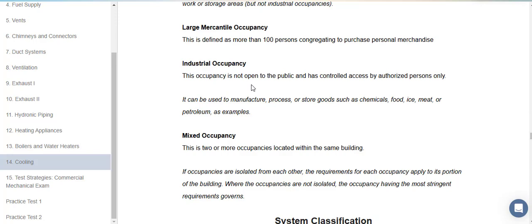Industrial occupancies: this occupancy is not open to the public and has controlled access by authorized persons only. It can be used to manufacture, process, or store goods such as chemicals, food, ice, meat, or petroleum, as examples.